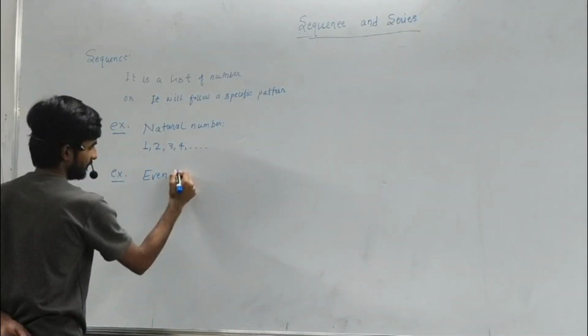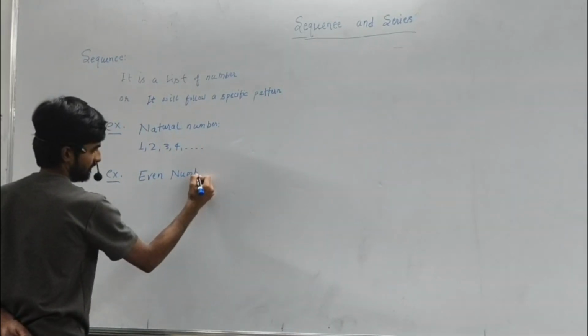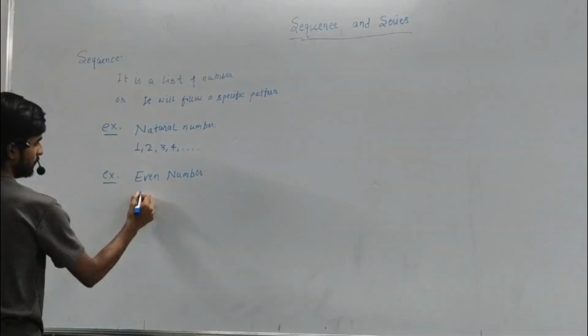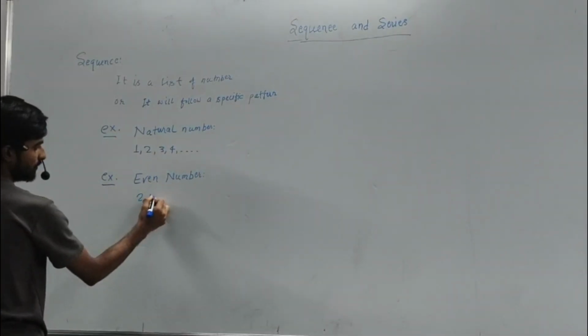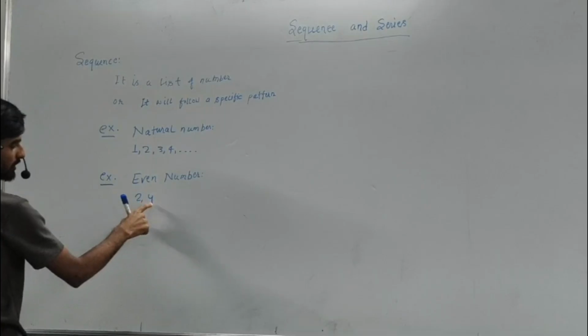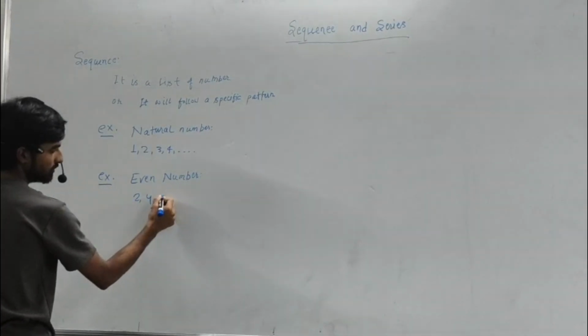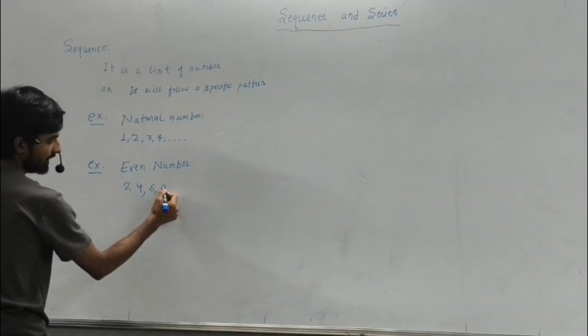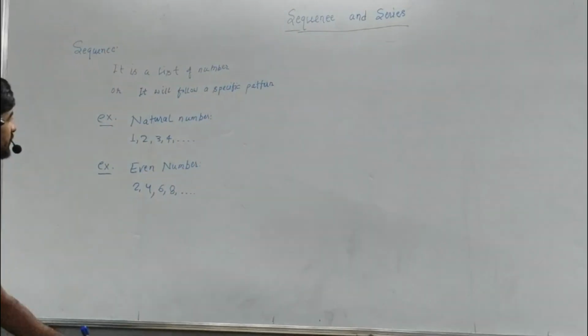Now suppose you have taken another number, even numbers. I am starting with 2. The next even number is 4, which is nothing but 2 plus 2. Next is 4 plus 2, that is 6. Next is 8. And so on, we get the sequence.